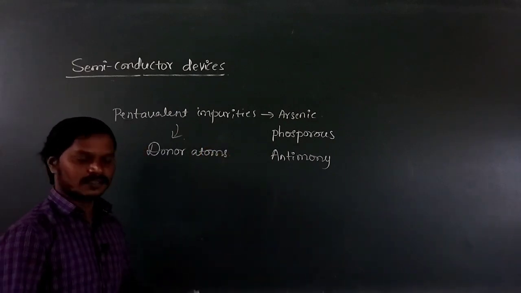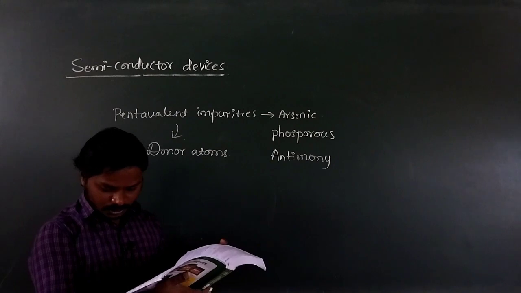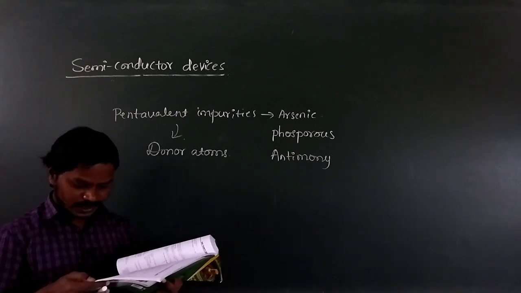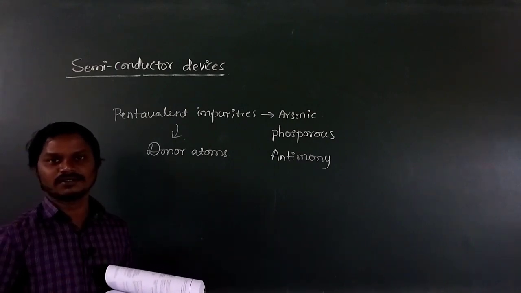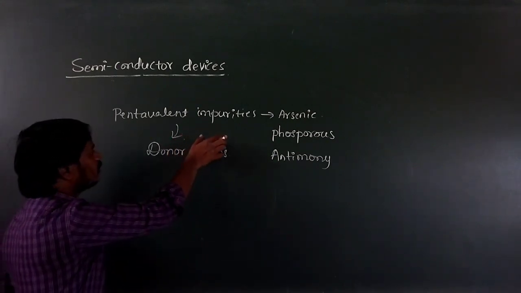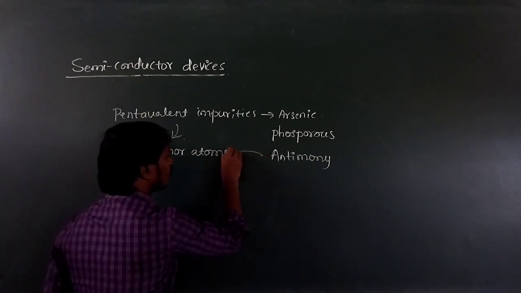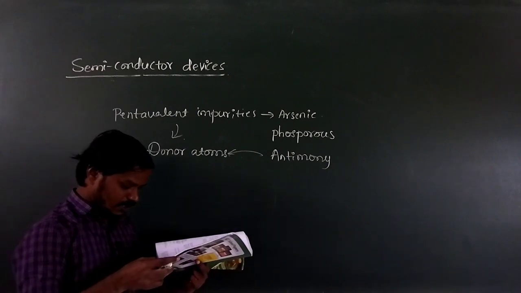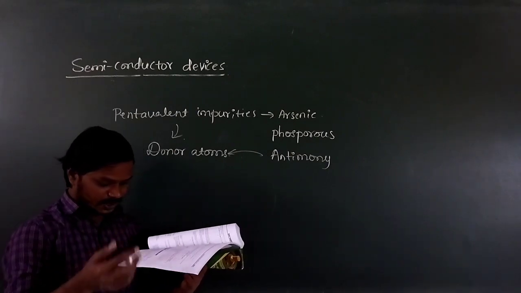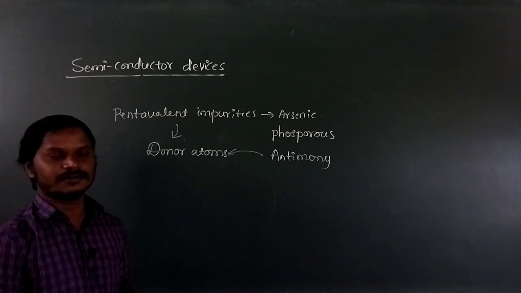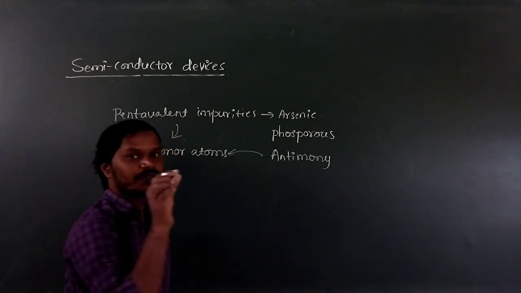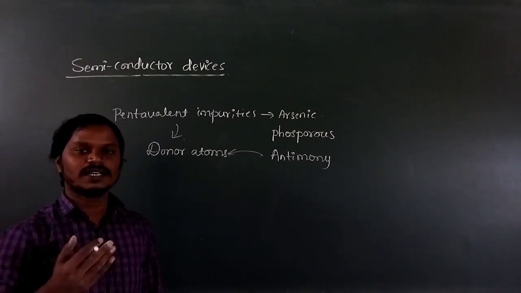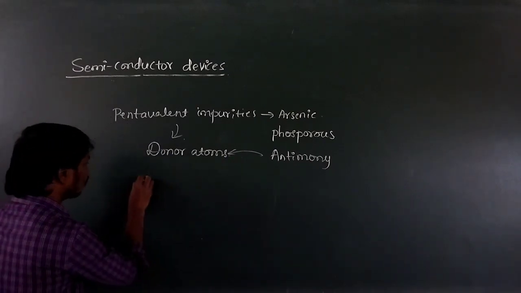Now see here. If a small amount of antimony is added to a germanium crystal, option 1 says the antimony becomes an acceptor atom. It is wrong, because antimony is a donor atom, since antimony is a pentavalent impurity. Next, the second option: there will be more free electrons than holes in the semiconductor. When antimony is added to pure germanium, the number of electrons is more than the number of holes. Hence the second option is correct.